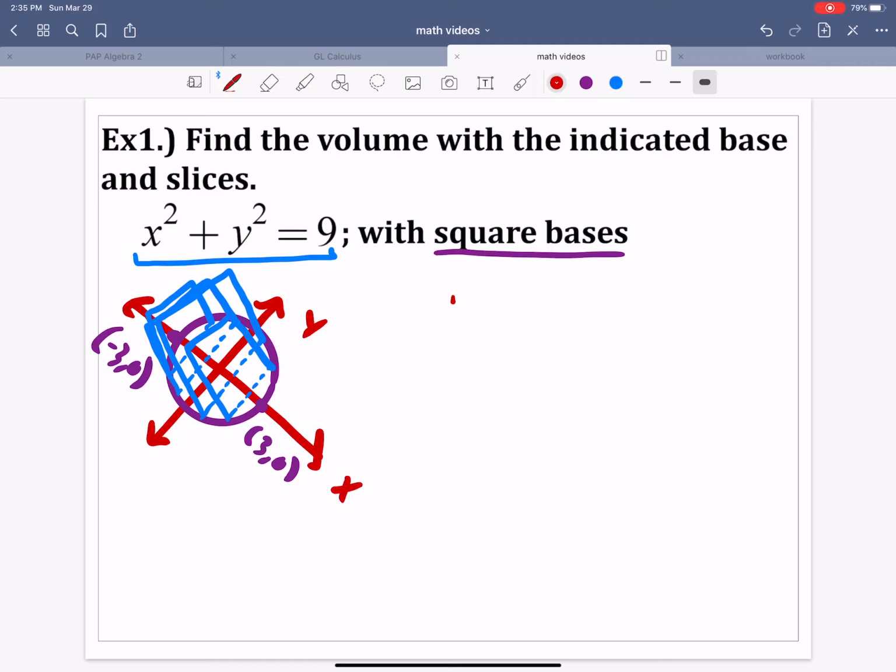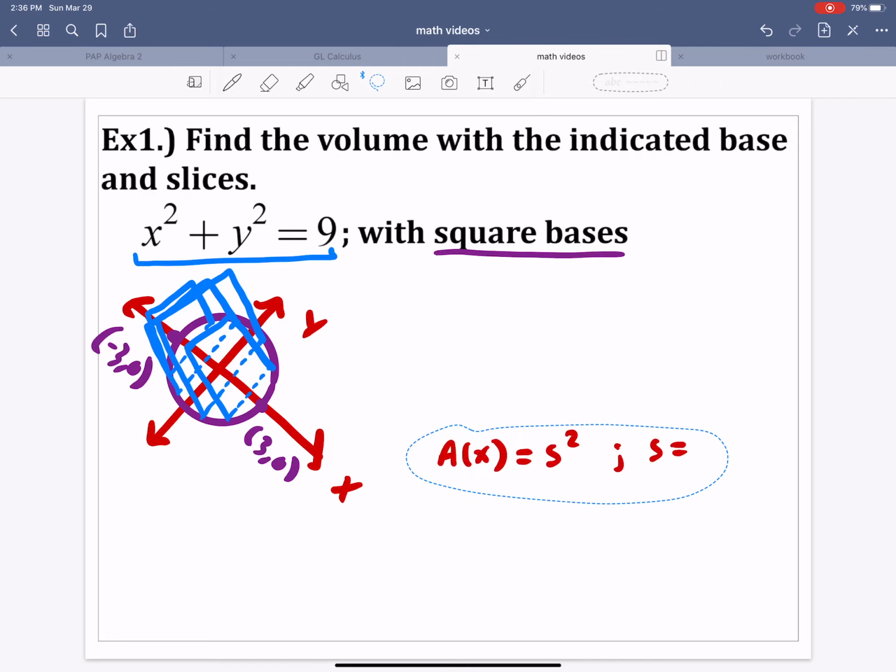So square bases. Let's start here with our area formula of a square, which we know is just s squared, where in this particular problem, we need to figure out what s equals. And this is actually one of the more difficult parts of this problem. So I'm going to slide this down here because I need a little bit of room to work. To figure out the side, I need to figure out this dimension right here. And technically, if I find this part, I can just double it because this part and this part will be the same length. So I'm really looking for this part here. What I want to know is at this x value, what does y equal?